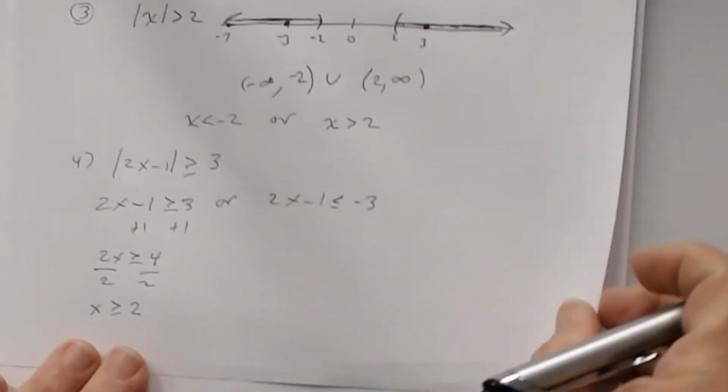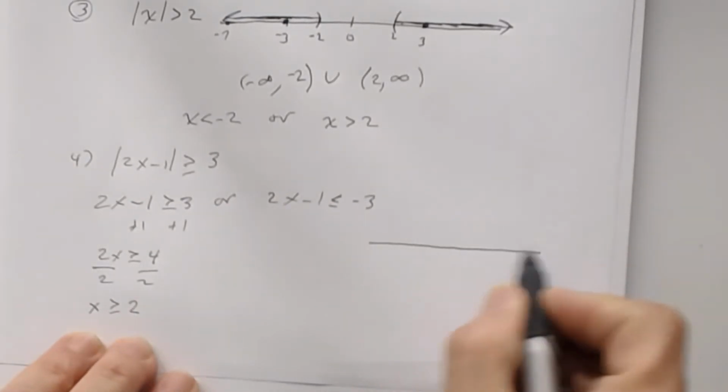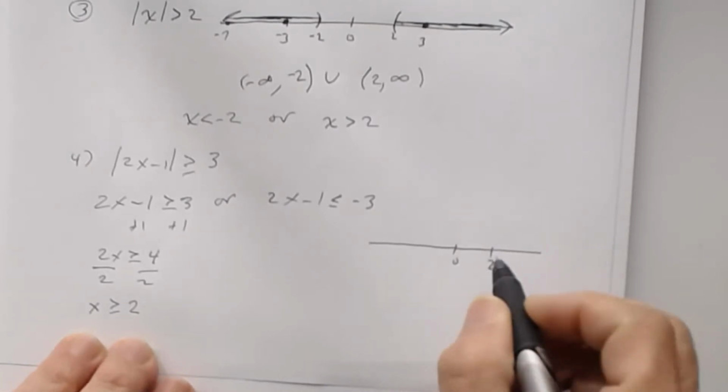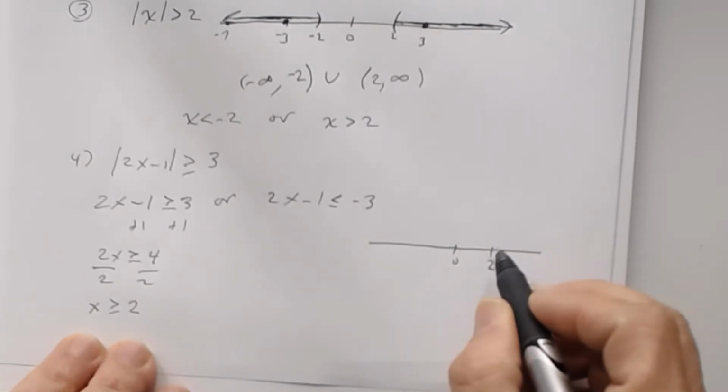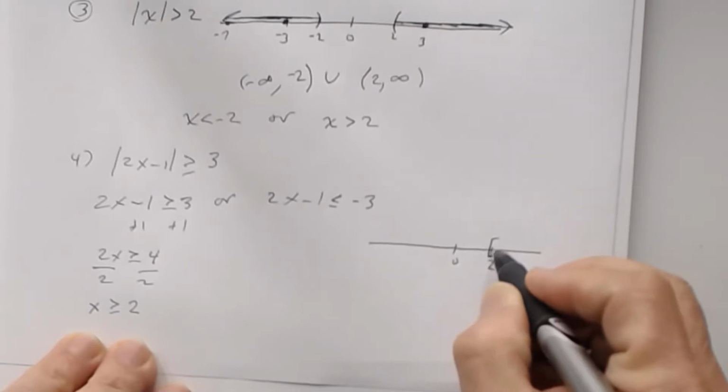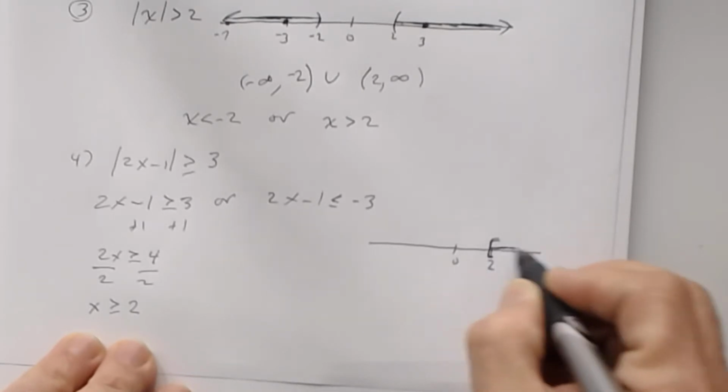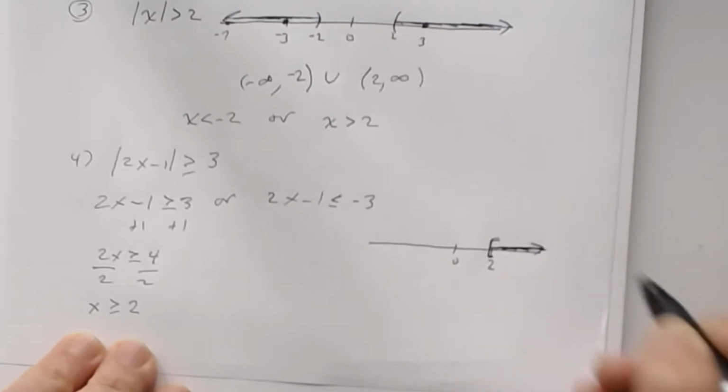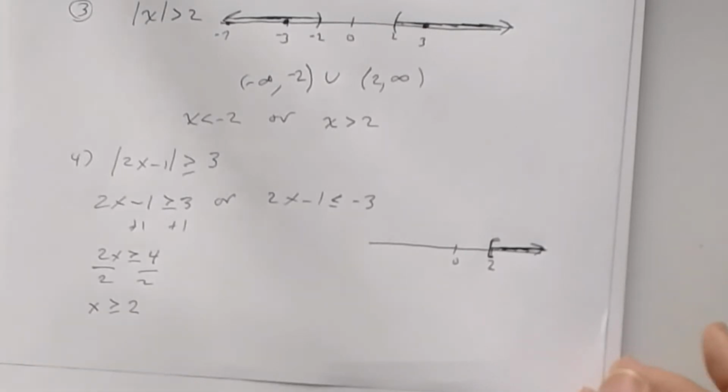So far on the number line I have this. Here's 0, here's 2. Do I need bracket or parentheses? Bracket. Going which way? To the right. Okay?